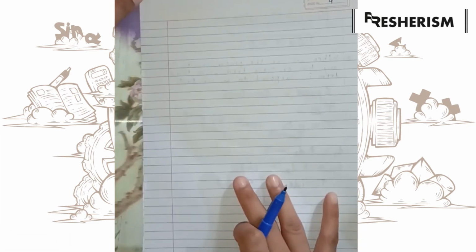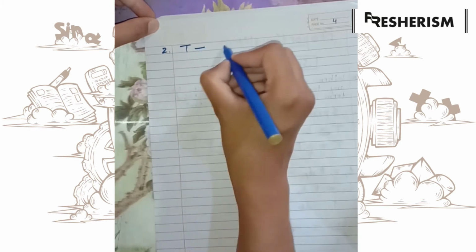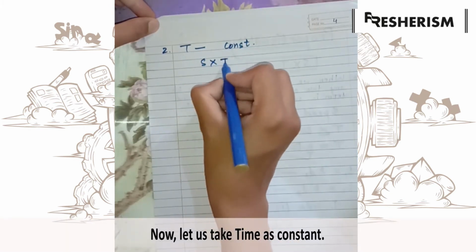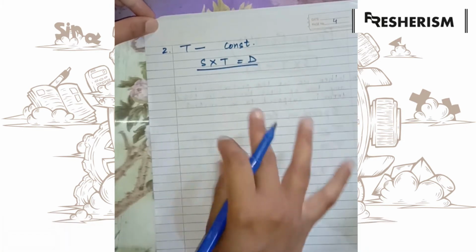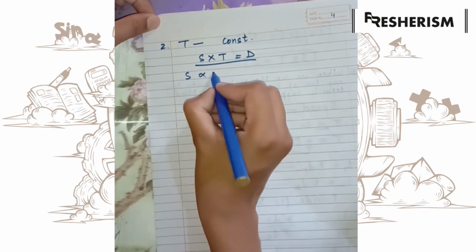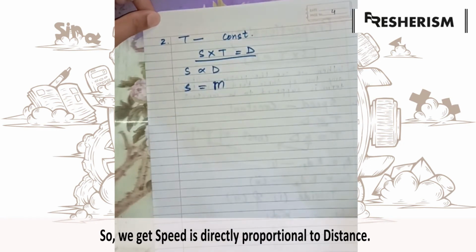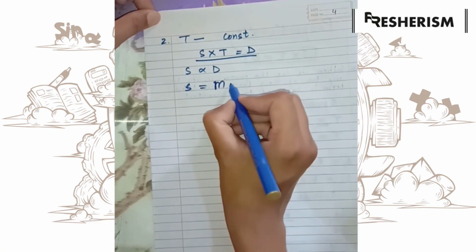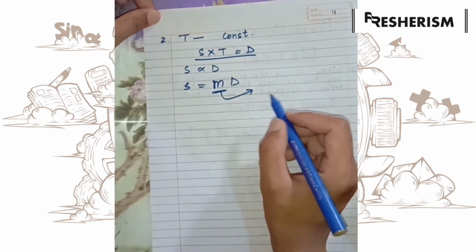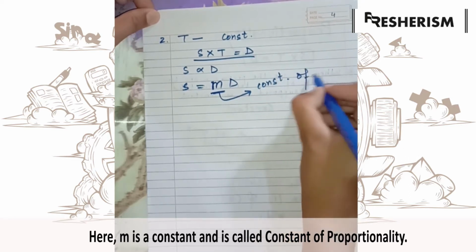The next thing we consider is time as constant in S into T is equal to D. When we consider T as constant, then S is directly proportional to D, that is, speed is directly proportional to D. On removing the proportionality sign, we get a constant M. We can use any symbol; here we are using M. This is the constant of proportionality.